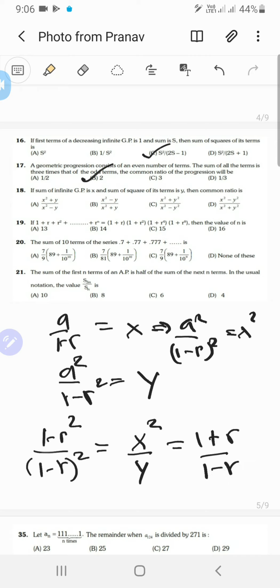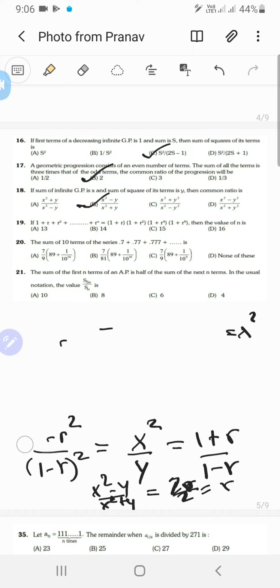So now you can use componendo dividendo on this. So you'll get x squared minus y upon x squared plus y. That's going to be 1 plus r minus 1 minus r, which is 2r, upon their sum, which is 2, which is r itself. So r equals x squared minus y upon x squared plus y. Let's see if this is in the options. Yes, it is.